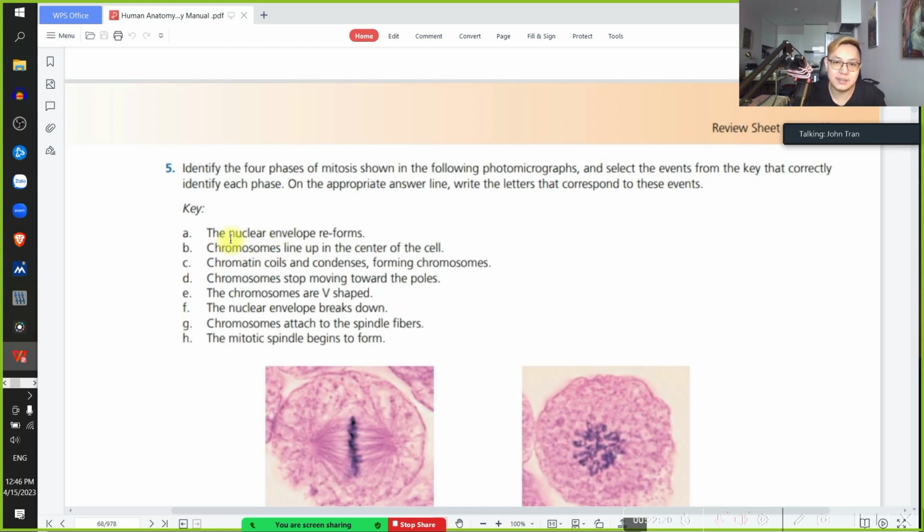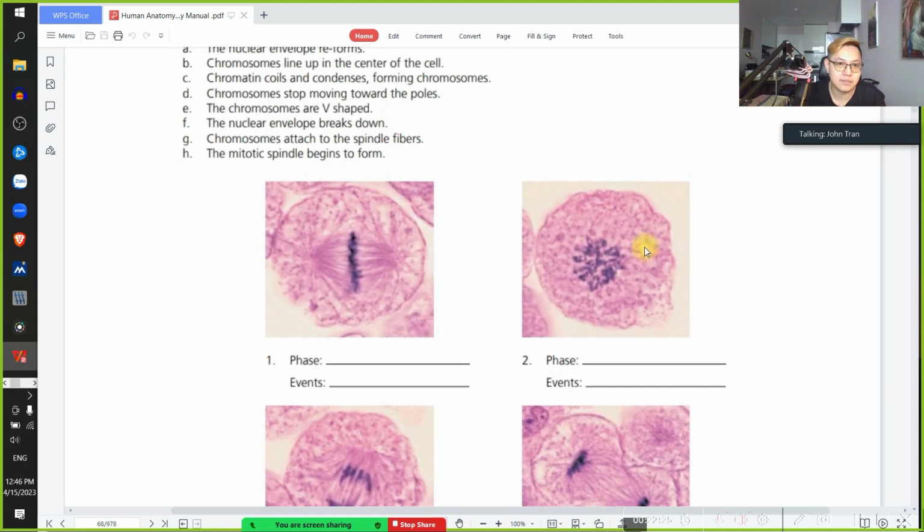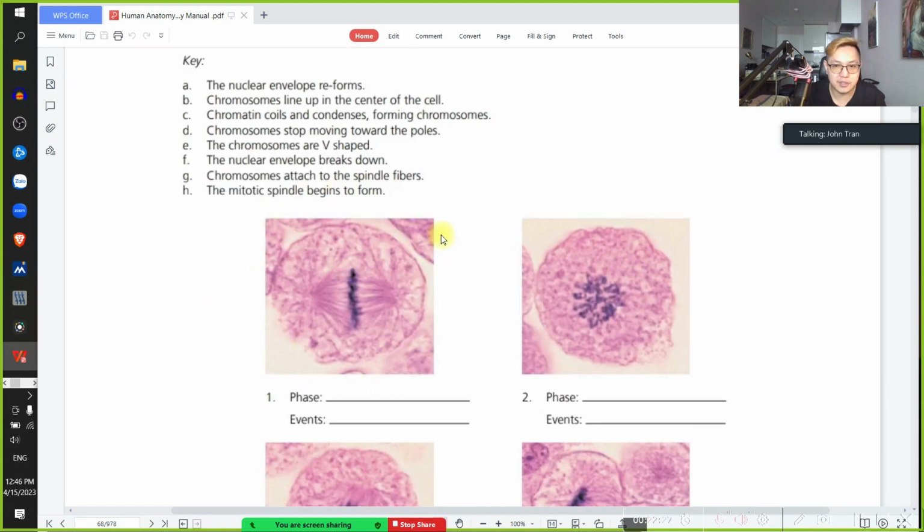On the appropriate answer line, write the letters that correspond to these events. Okay, so what can you see on the first picture here? What phase is that? Metaphase. Yes, it's metaphase. Very good. Nó là metaphase. So what happened during metaphase? For the number E, the chromosome you can read and this the one. You can read this. Just read it first, and then we do it. Yeah, the number E, the chromosome and the V shape.